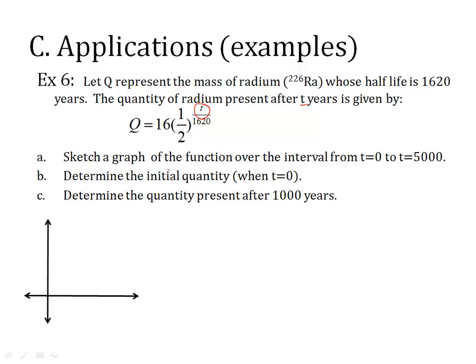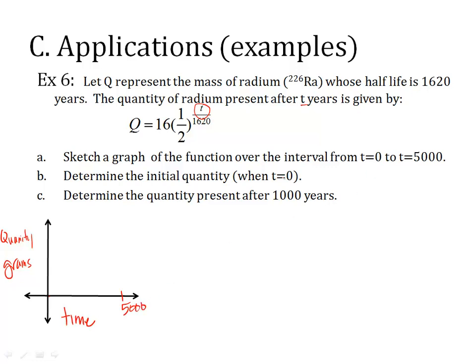First of all, we're going to sketch a graph of the function over the interval starting from t equals 0. So we're going to make time our x-axis and our quantity our y-axis. And we're talking in grams here. So our time has to start at 0, which is (0, 0), and go to 5,000. So this is 5,000 years.